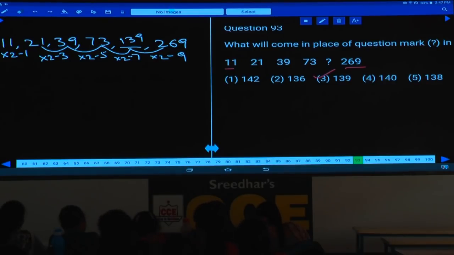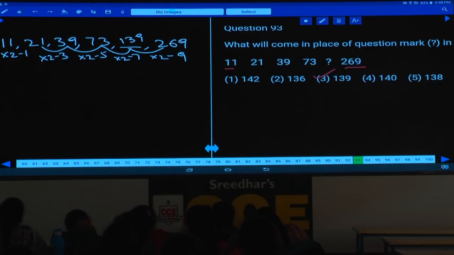If you go for the difference of difference, you will get the answer. You can work out either this way or that way, but in difference of difference, you are supposed to work out 2 times. First differences will be 10, 18, 34, 66, 130. And the next difference will be 8, 16, 32, 64 and so on.